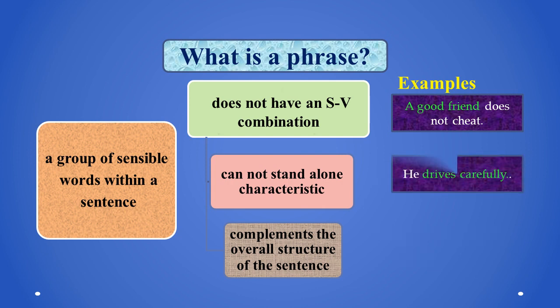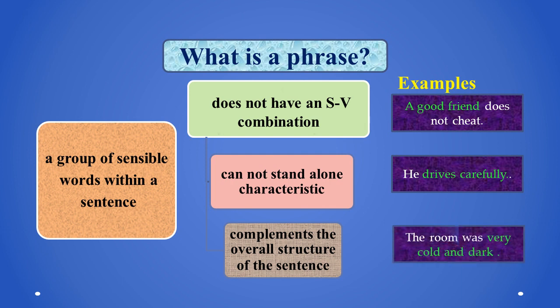Let's see what happens with these phrases. Drives carefully is a phrase. When a subject, he, is attached to it, it becomes a sentence. He drives carefully. Very cold and dark, another phrase. When the room is attached to this phrase, a new sentence is made. The room was very cold and dark. Students, I hope all these points are clear to you. It would help you to spot a phrase in a text.